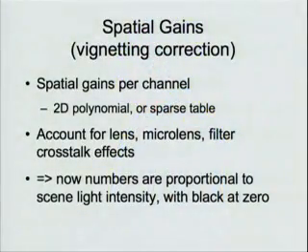Let's see, so after you do this spatially varying gain correction in the raw converter typically, or somewhere in the pipeline in the consumer camera, now you've got numbers that are proportional to the light intensity of the scene that you took a picture of. You've got black at number 0, so everything is just proportional, and that's a good place to be. Then you can start to do the real processing.